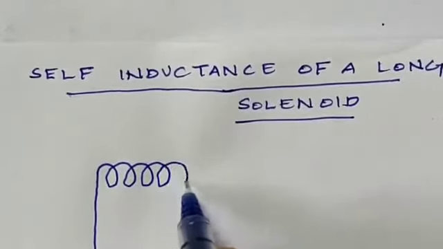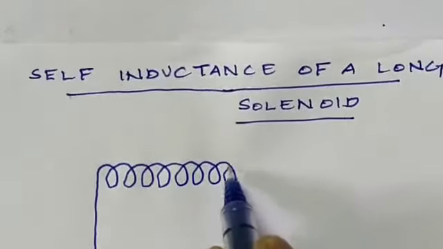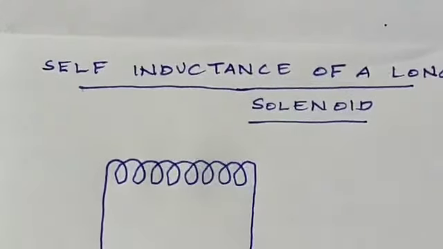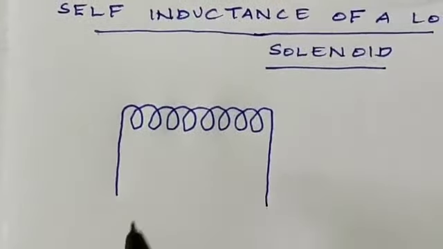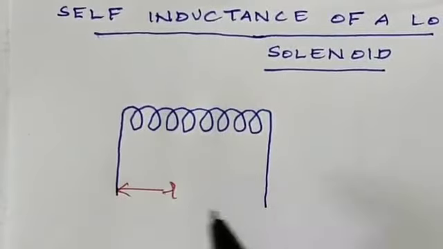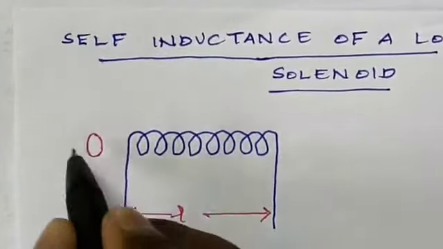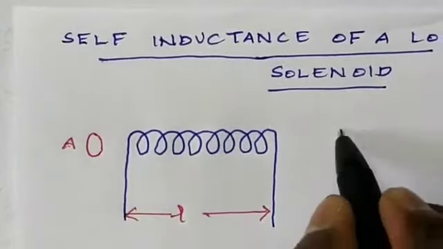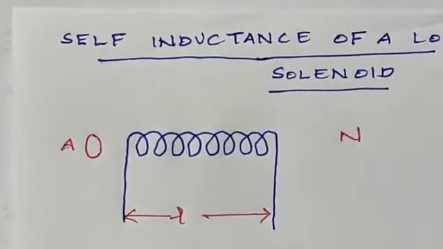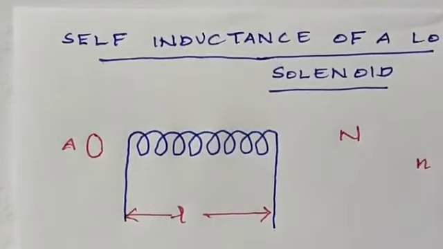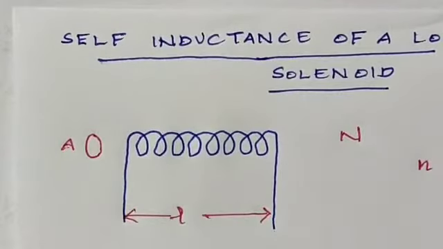So here the length of the solenoid is L. Area of the cross section is A. Here the number of turns in the solenoid is N. Here small n means the number of turns per unit length.